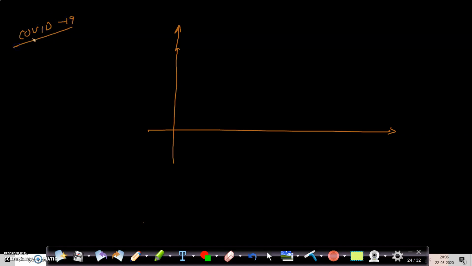The very straightforward solution we can give here: suppose on the x-axis we are representing the number of days. Suppose this is day number 1 and this is day number 50. On the y-axis, I'm representing the number of cases we are encountering every day. Suppose in this day I'm getting 5 cases, it's a very small number just to make it easy. Okay, I'm taking 20, 30.